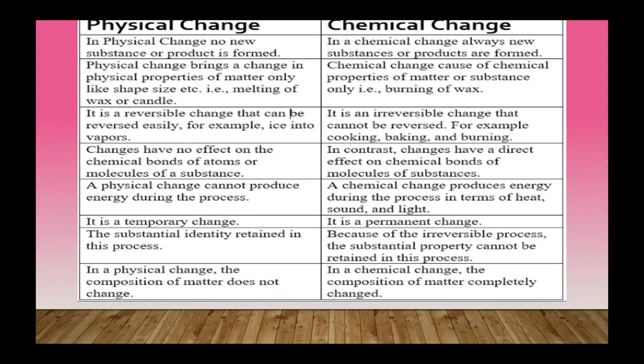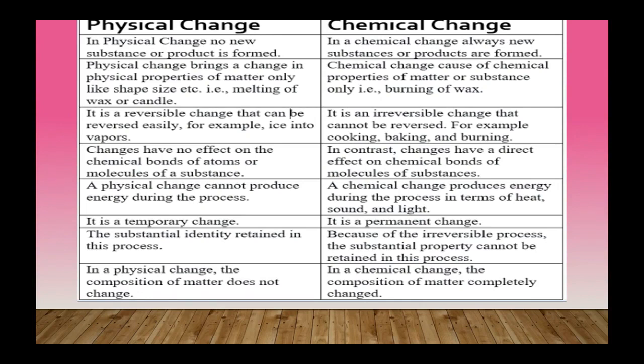For example, burning of a candle gives light energy and also heat energy, right? It is a temporary change that we know; the permanent change we also discussed. Substantial identity is retained in this process. Substantial identity means once the solid is converted to liquid, we can retain the liquid into solid by using the process of freezing. So we can retain the original state. That is substantial identity. In an irreversible process, the substantial property, that is the original property, we can't get back, right?